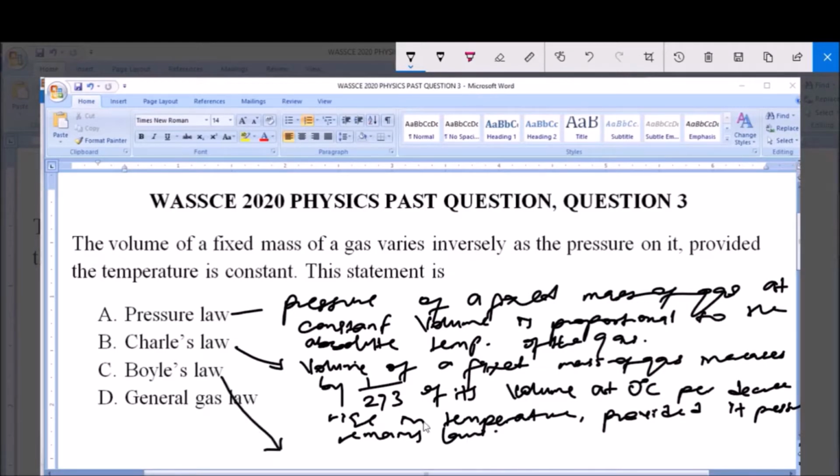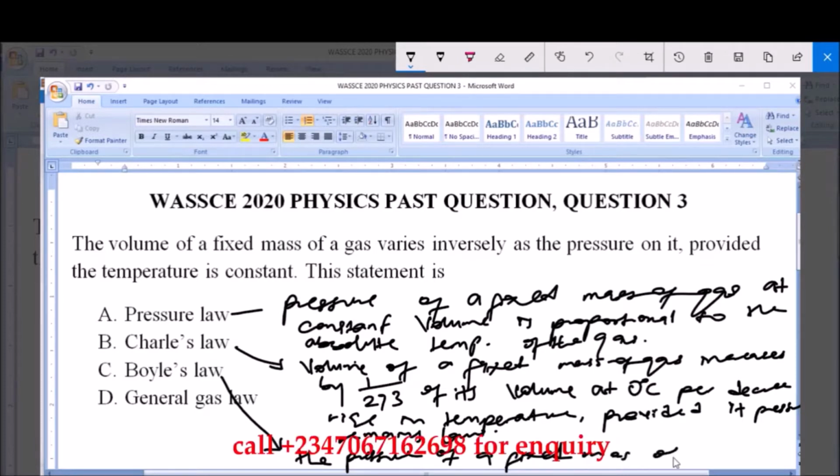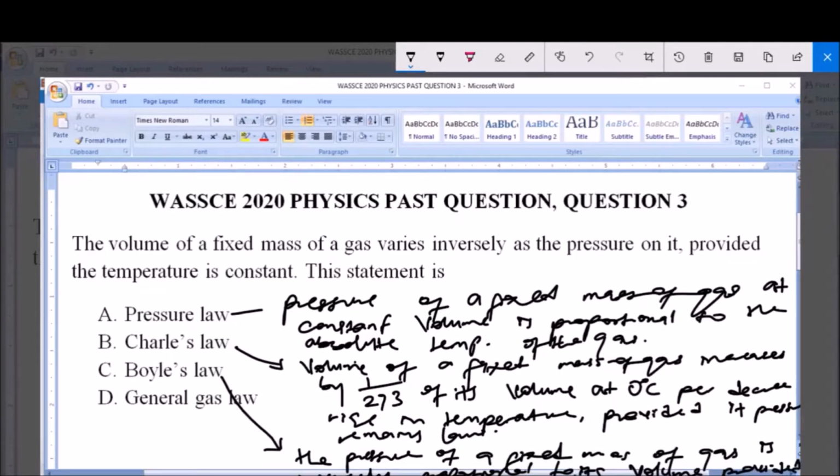Boyle's law. Now Boyle's law is stated as the pressure of a fixed mass of gas is inversely proportional to its volume, provided that the temperature is kept constant. So that is Boyle's law. Now this is the general gas law. The general gas law is a combination of Boyle's law and Charles' law. That is the general gas law.